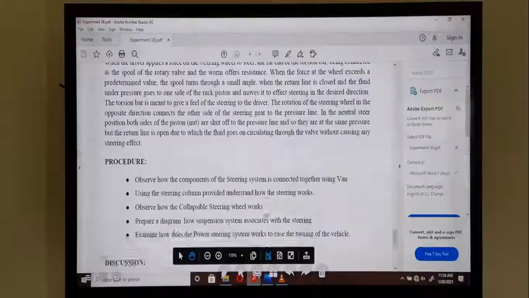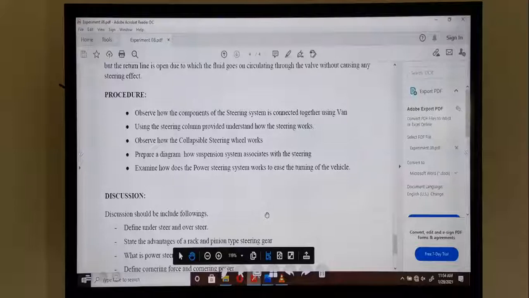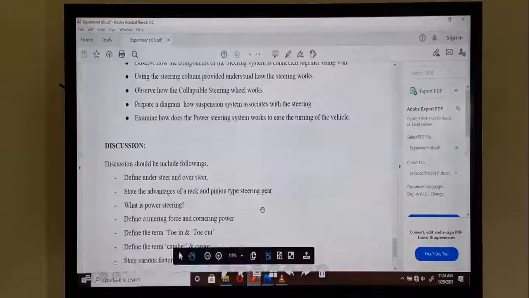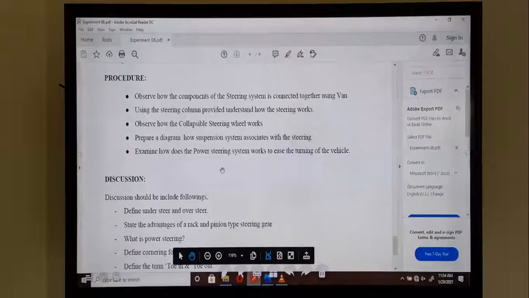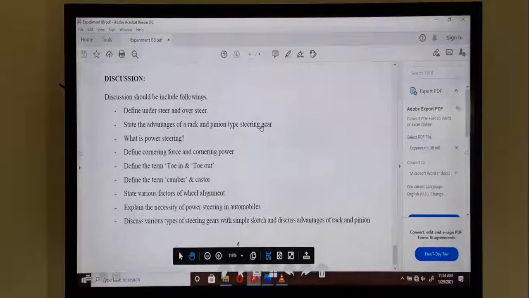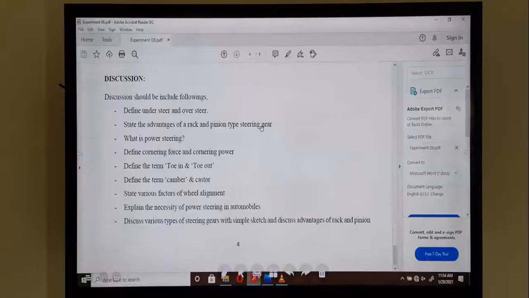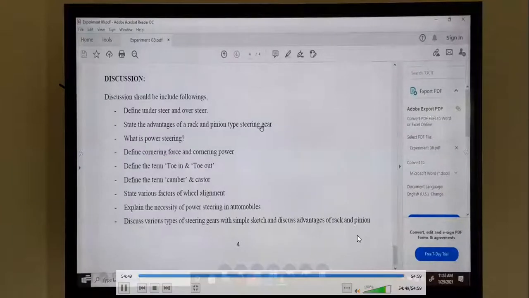This is the end of this lesson. I hope I cleared all things under these steering functions. Here you can see the discussion part. So you have to search on the internet or in related books to fill in these discussions.